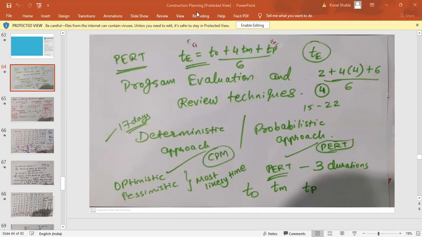Yes, Khushi, can you tell me? I think you are clear with the CPM method. So on which type of project should I use that?